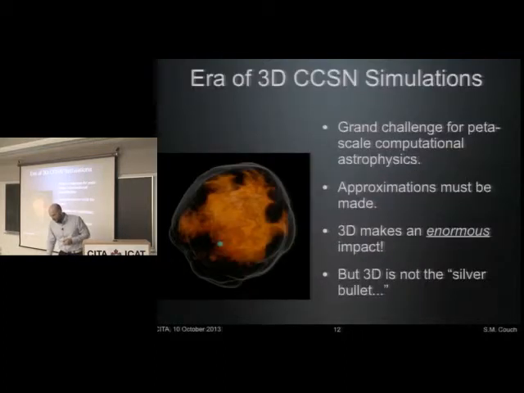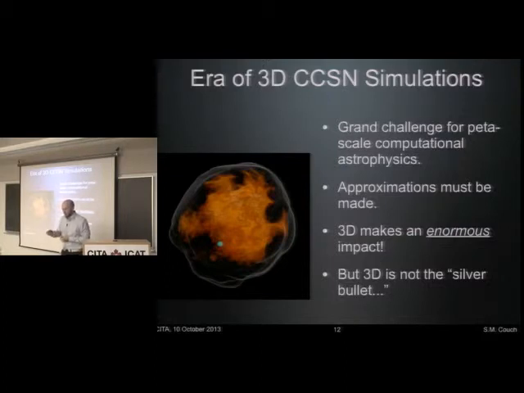All right. So 2D was better than 1D. Now we're entering the era where we can actually do 3D core collapse supernova simulations. I think this is a grand challenge for our current petascale computational astrophysics. But we still have to make approximations because they're still extremely expensive calculations. And these approximations come in various types, either approximations to the neutrino transport, which is the most expensive part of the calculation, and also the most common approximation that we make, or approximations to things like the hydrodynamics by decreasing resolution to make these simulations affordable.